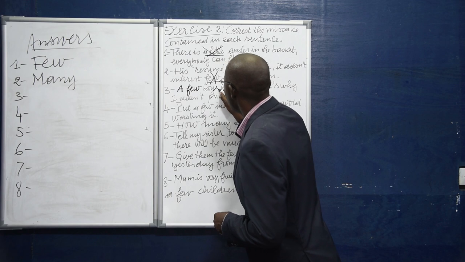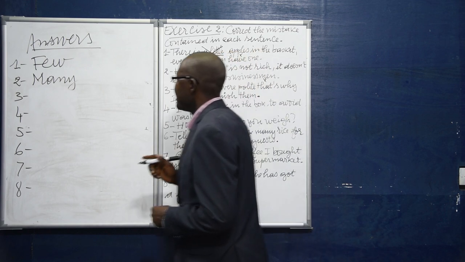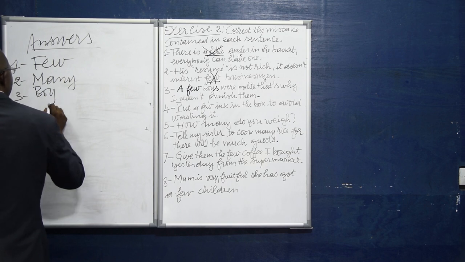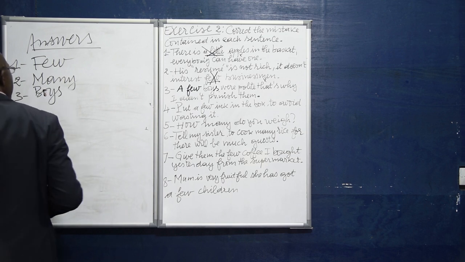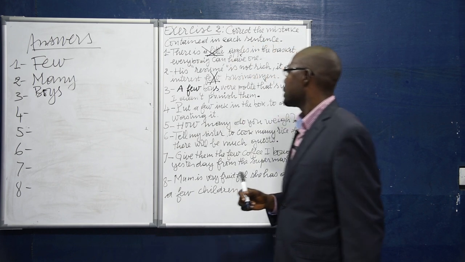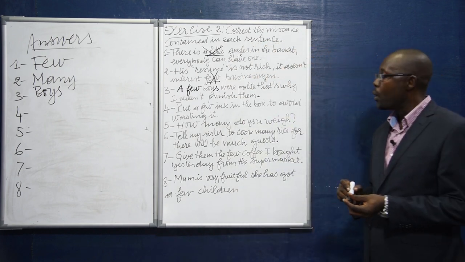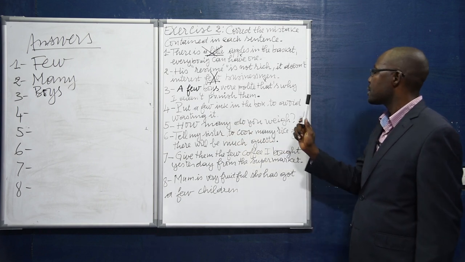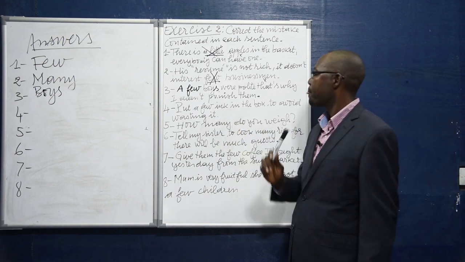So here we write S. So here the mistake was about boy, instead of boy, it is boys. So, exercise four. Put a few ink in the box to avoid wasting it.